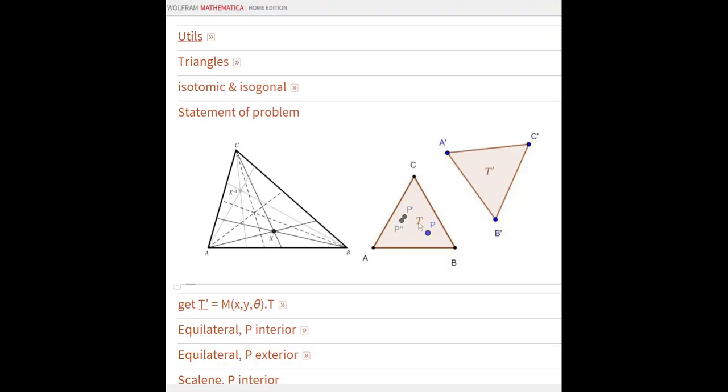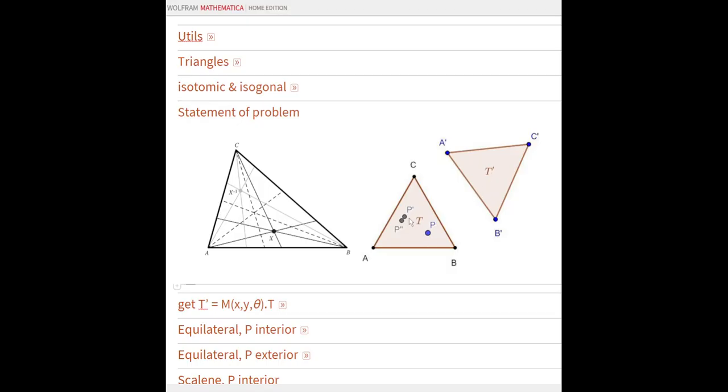Now on the right here, I'm asking an interesting, at least to me, question. Let's start from a triangle T, ABC, not necessarily equilateral, it can be any triangle, and a fixed point P in its interior or exterior. Now I can certainly get the isogonal conjugate of P with respect to T, which in this picture is shown as P prime.